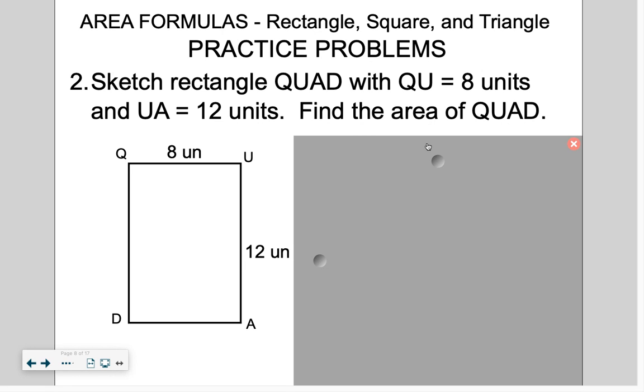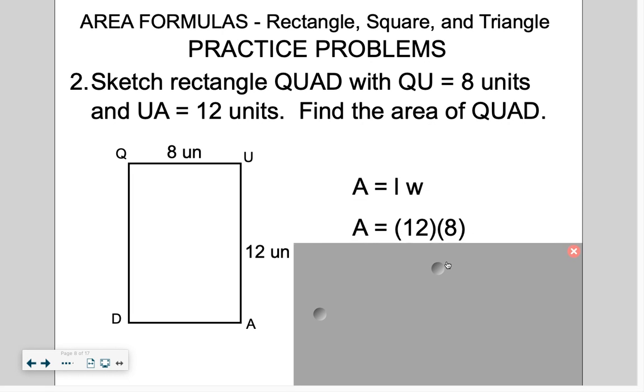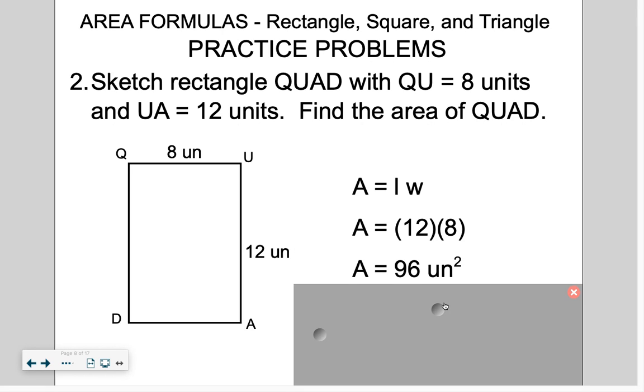That said, the formula for the area of a rectangle is length times width. So we're going to plug in our values of 12 and 8 and multiply them. Done. Let's try a third one.